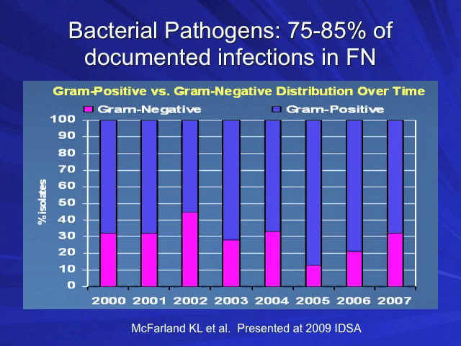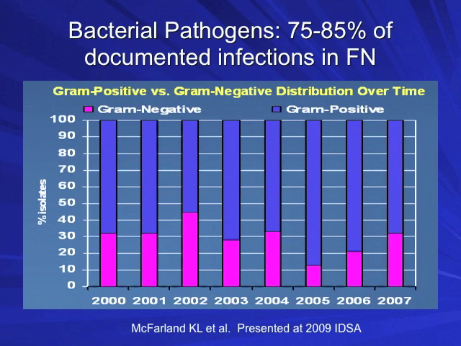Now, most of the documented infections in febrile neutropenia, especially early febrile neutropenia, are bacterial pathogens. And as you can see in this graph, you get a mix of gram-positive and gram-negative bacteria. Now, if we could extend this data forward, we are seeing a mix. It'd be interesting to see whether it's more gram-positive or more gram-negative.